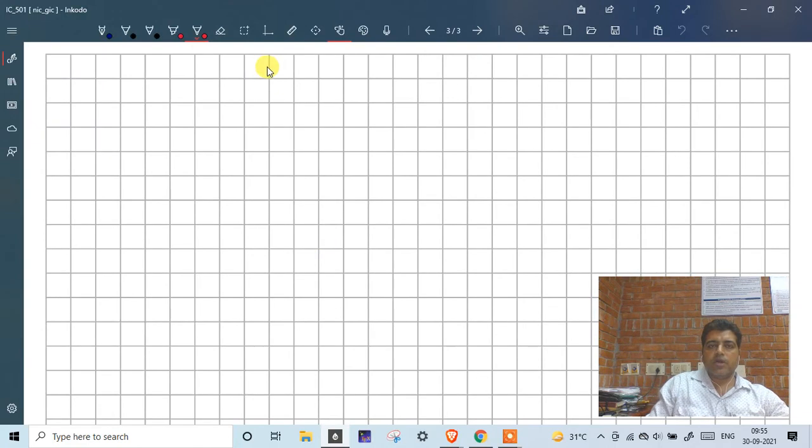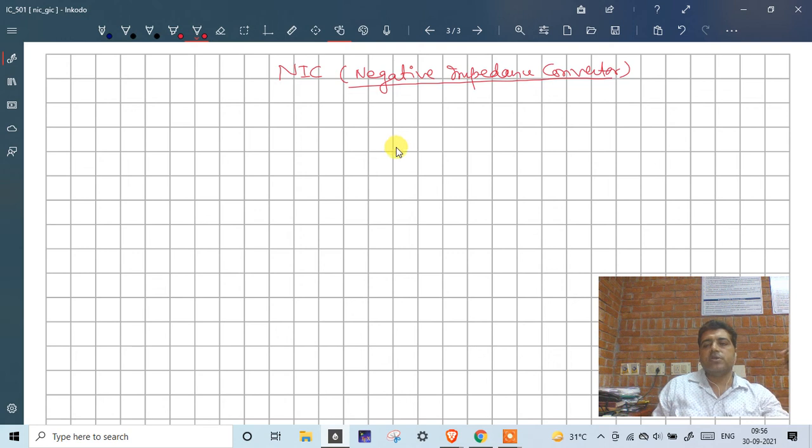Today we are going to learn about GIC and NIC. So first I am coming to NIC. NIC stands for Negative Impedance Converter. What does it actually do? This particular circuit converts positive resistance into negative resistance. Sometimes, especially in the case of oscillators, negative resistances are used. So for that, this NIC circuit is used.